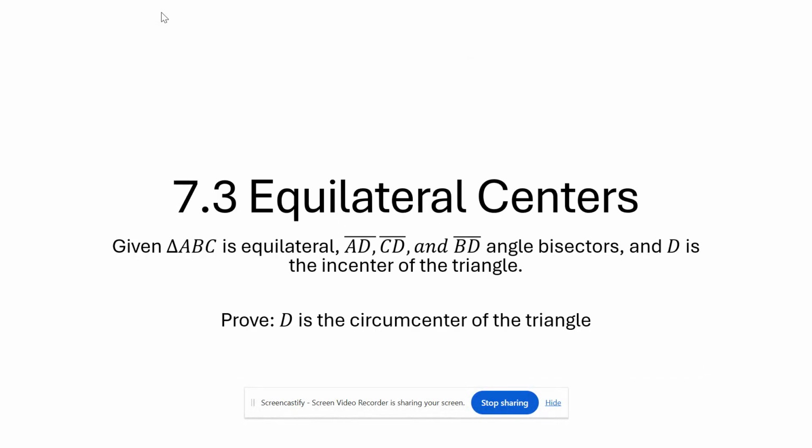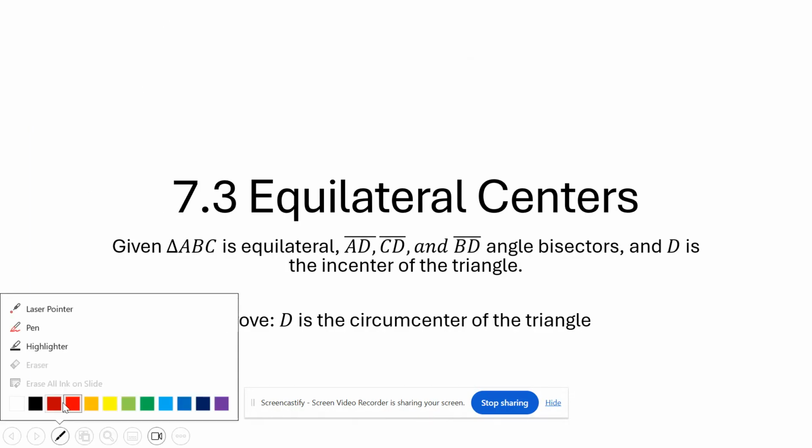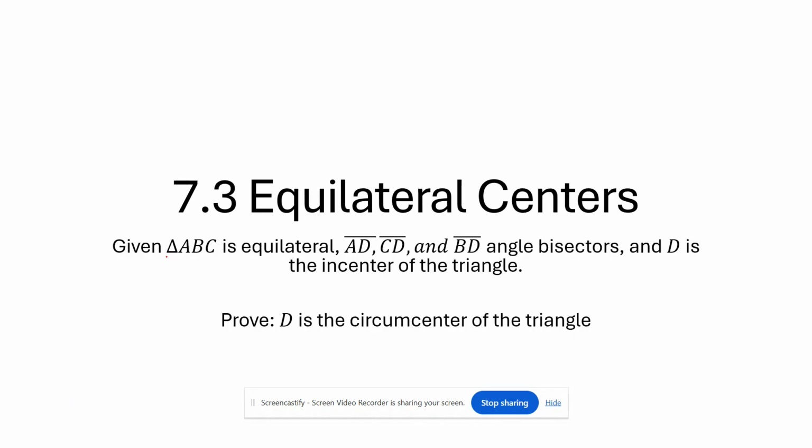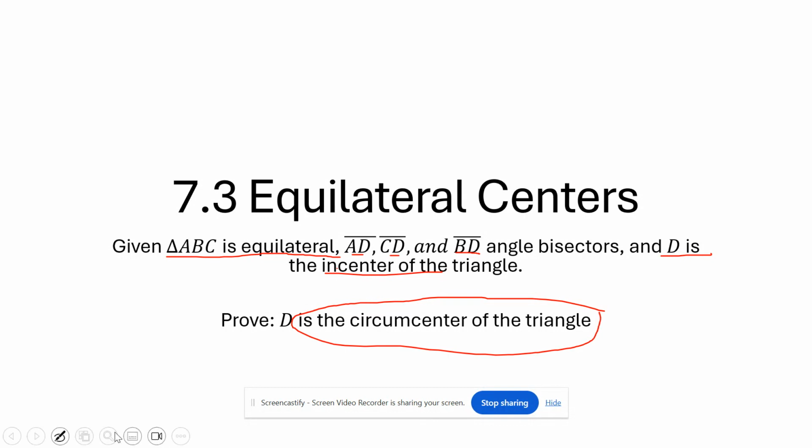Okay guys, so I'm going to go over the 7.3 equilateral centers proof. So you guys are essentially trying to prove that if you are given an equilateral triangle and D is the incenter, meaning AD, CD, and BD are the angle bisectors, is D also the circumcenter? Okay.